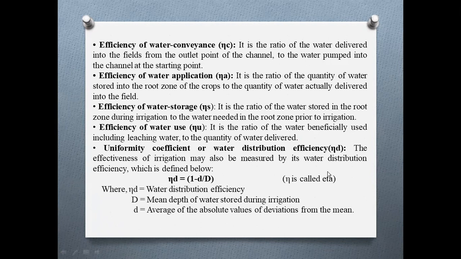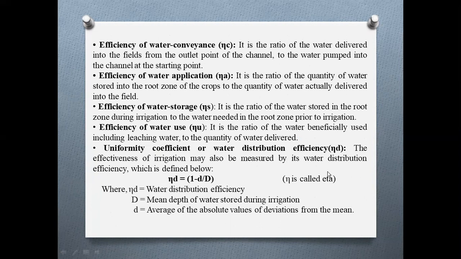Then efficiency of water storage. It is the ratio of water stored in the root zone during the irrigation to the water needed in the root zone prior to irrigation. Then efficiency of water use. It is the ratio of water beneficially used, including the leaching water, to the quantity of water delivered. And the last one is the uniformity coefficient or the water distribution efficiency.